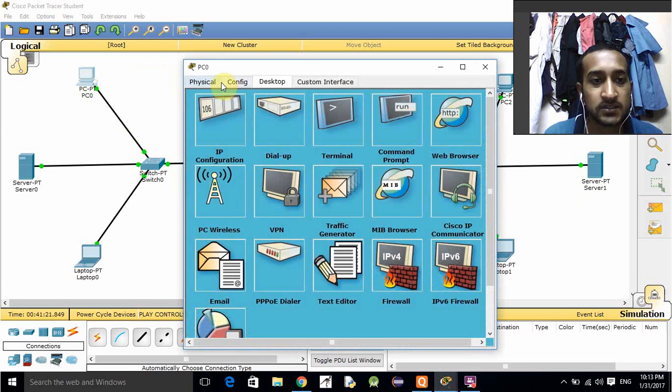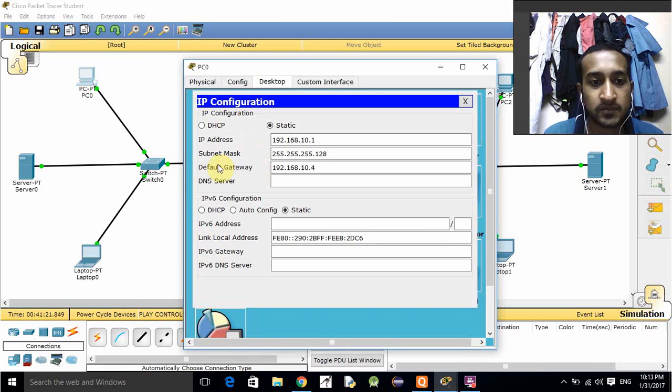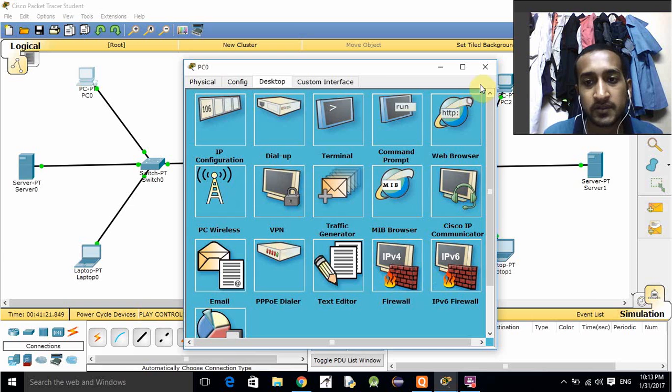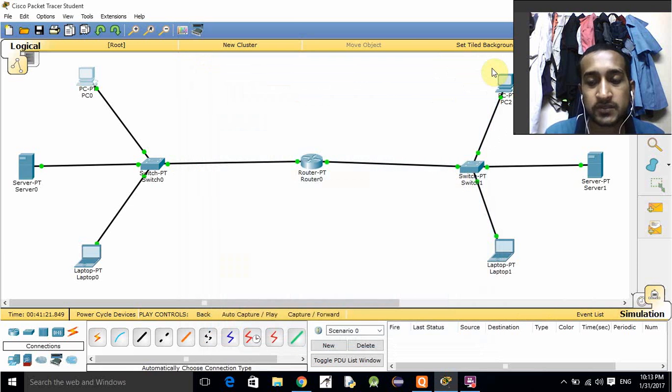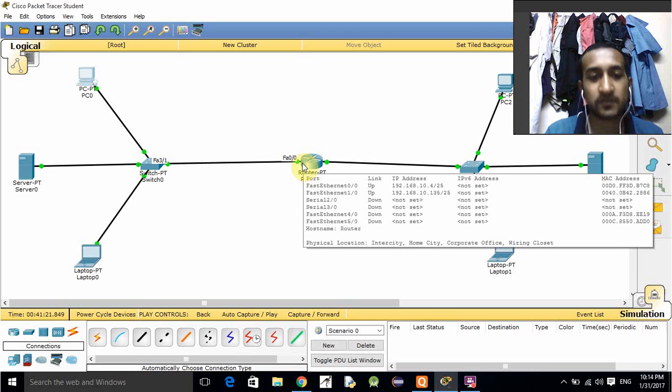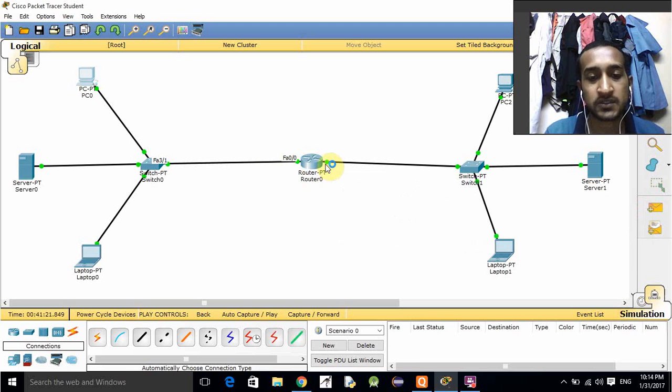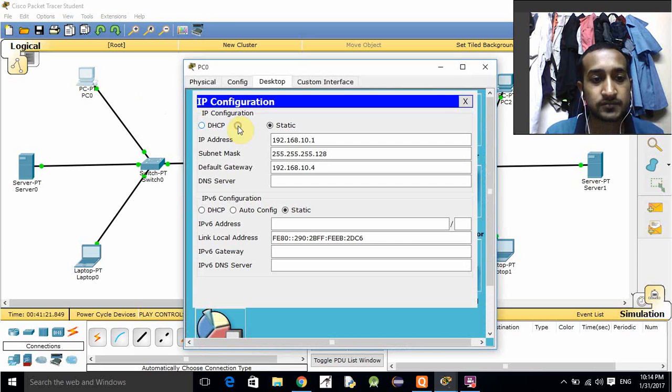We can check it here, in IP config. We are giving a default gateway, meaning the packet should pass through it, and it will pass to the second network. So all our wires are connected properly. This green is the signal, and this port is connected to FastEthernet 0/0, and this is connected to 0/1. So I will try to send a packet.